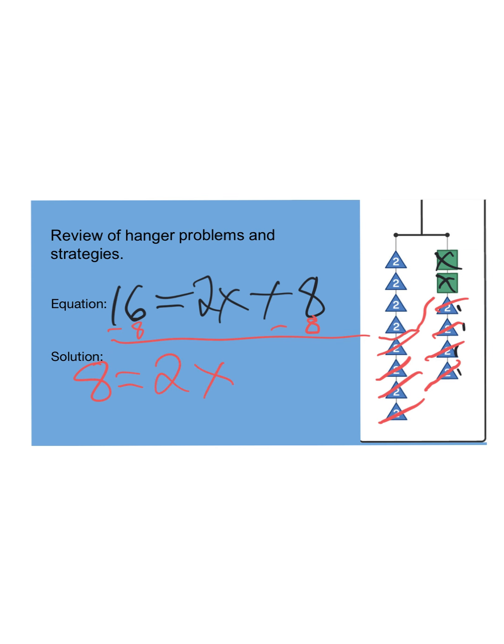So right here I have 8, and that is matched up with 2 X's. So we could go like this and divide that 8 by 2, do 8 divided by 2, and I get 4. You can see it right here, 4 equals 1 X.